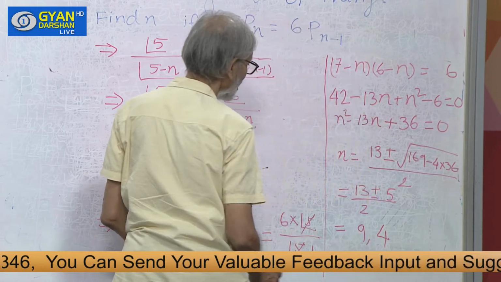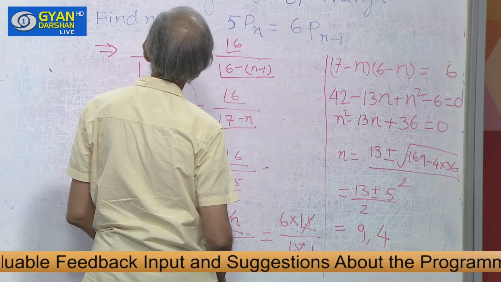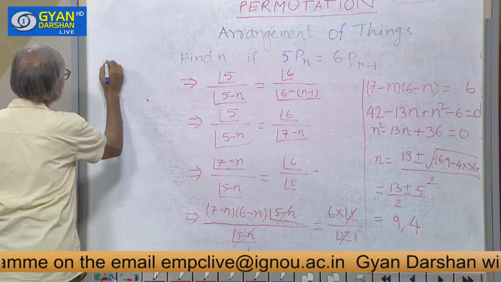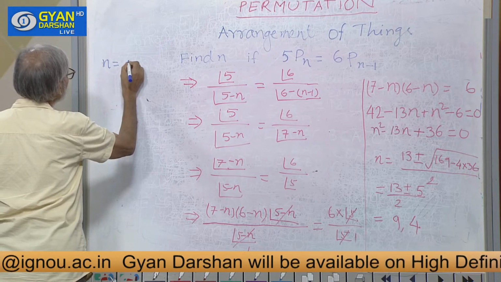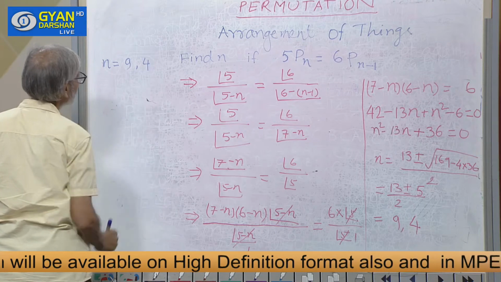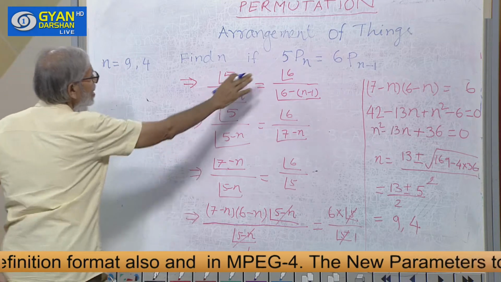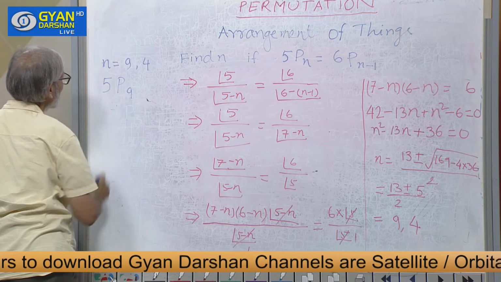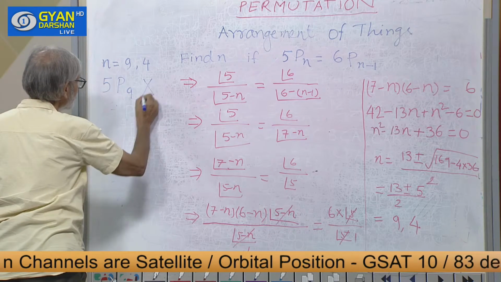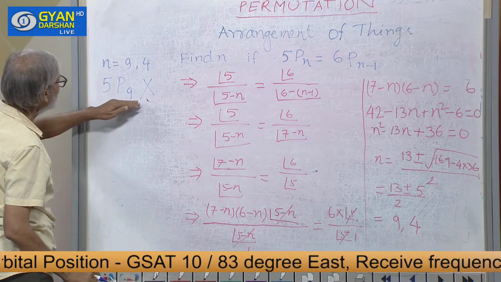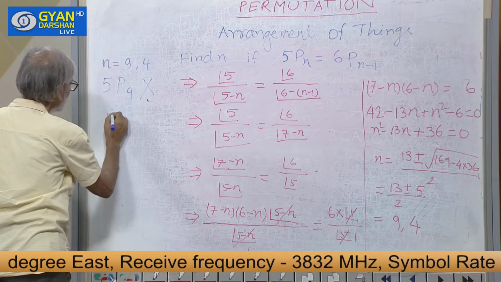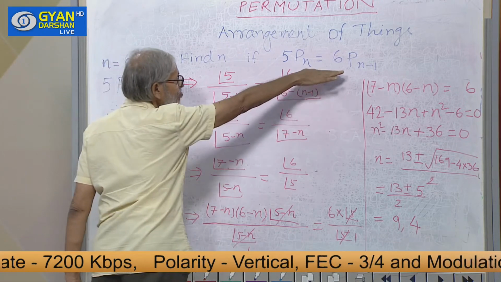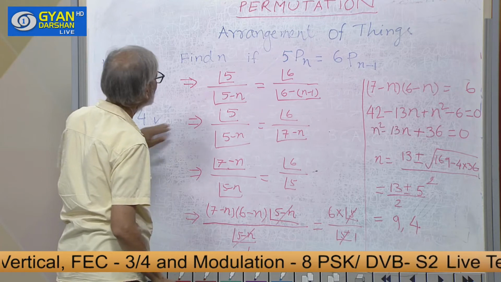So we have found out the value of n, because the question was find n. So n is equal to either 9 or 4. But if we take n is equal to 9, this is 5Pn. So 5Pn will become 5P9, but this is not possible, because you cannot take 9 things for arrangement out of 5 things. So this is not possible. So the only possible value is n is equal to 4. So the given equation will be true only if n is equal to 4.